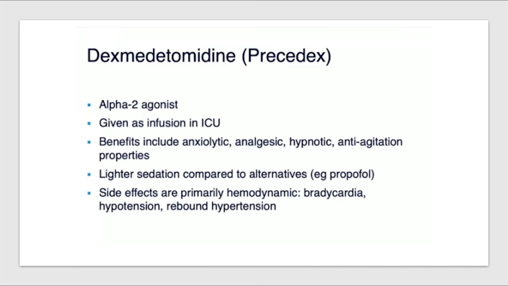Dexmedetomidine, I can't pronounce this. So this is the latest one. This has some kind of evidence in ICU delirium. It is an alpha-2 agonist given as an infusion, and benefits include anxiolytic, analgesic, hypnotic, anti-agitation properties, and lighter sedation compared to alternatives like propofol. Side effects are primarily hemodynamic: bradycardia, hypertension, rebound hypertension, and things like that. This is yet to get FDA approval, and I'm not sure whether it's available here. Yeah, okay, right. So this is one of the newer medications which has fewer side effects.